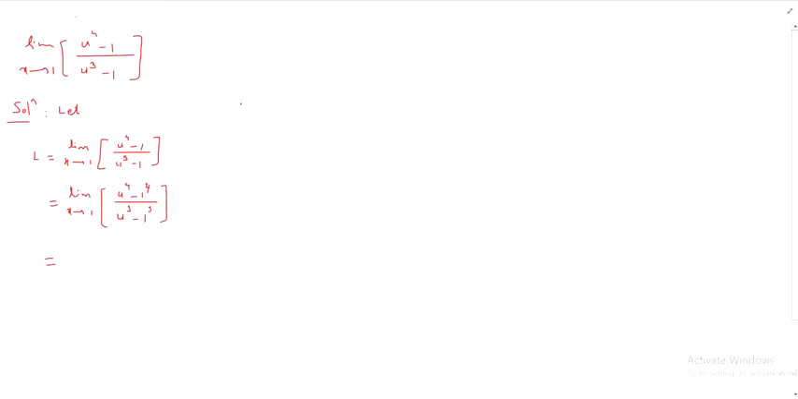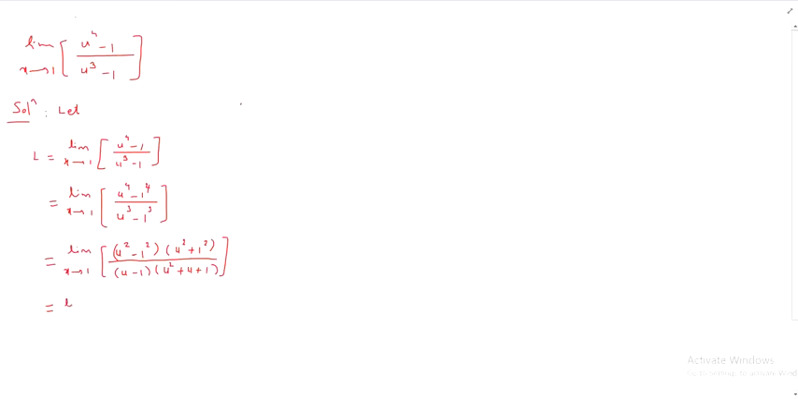Limit x tends to 1 of u raised to 4 minus 1. This function can be written as here (u square minus 1 square) into the other bracket (u square plus 1 square), just like a square minus b square, and u cube minus 1 cube by using the formula, u minus 1 into (u square plus u plus 1).